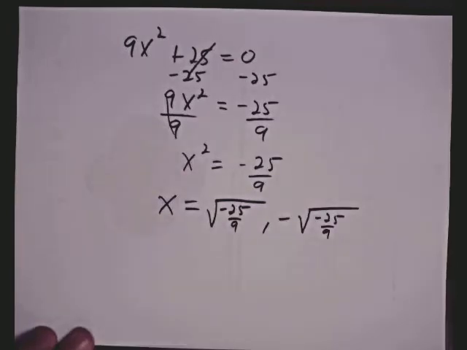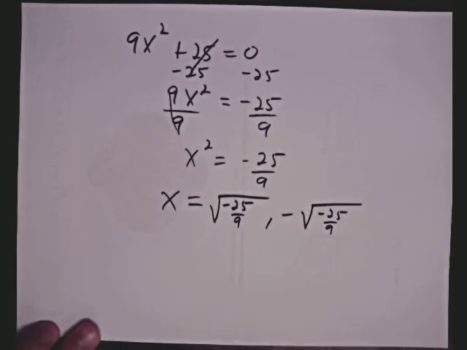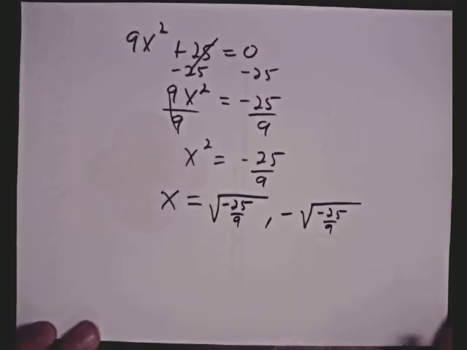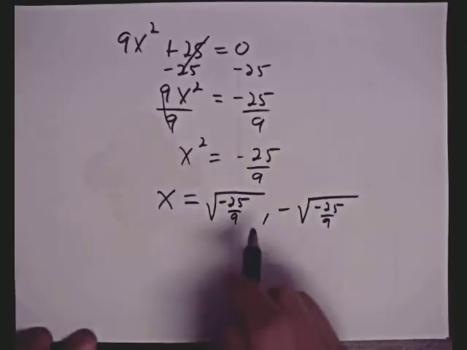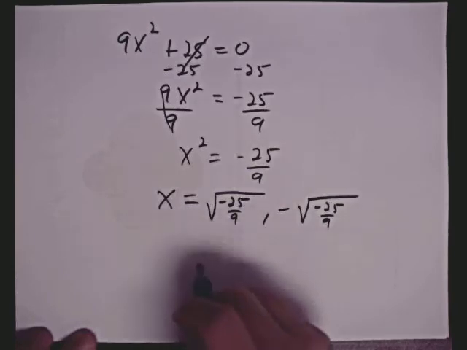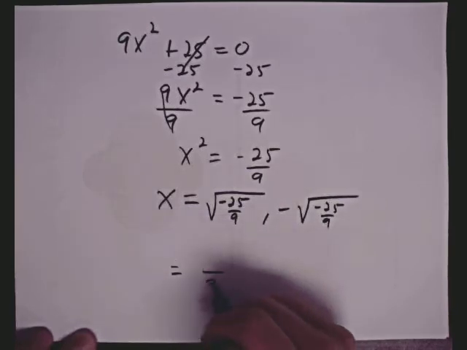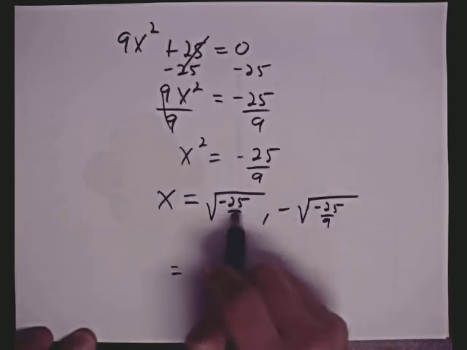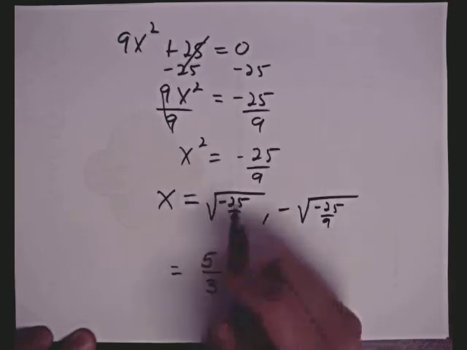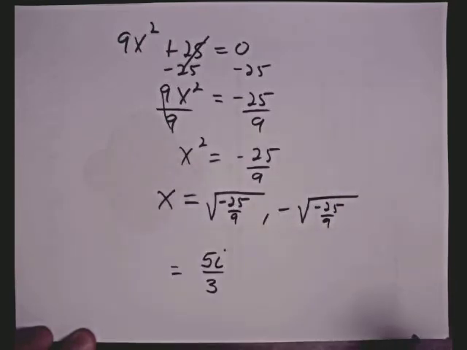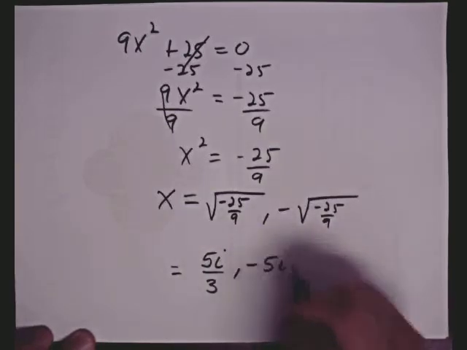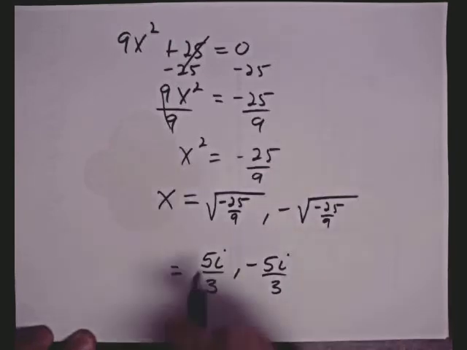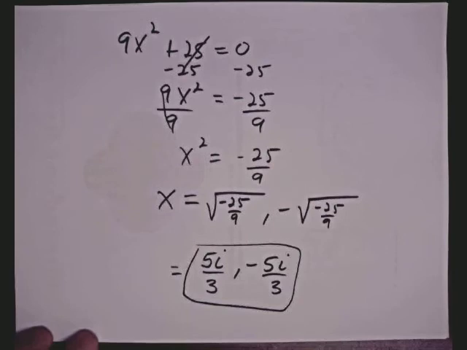For simplifying, whenever you square root a fraction, you can split up the numerator and the denominator separately. So for negative 25 ninths, you can look at the square root of negative 25 and 9 separately. The square root of 9 is 3, and the square root of negative 25, well, the square root of 25 is 5, and the square root of a negative always gives you an i. So 5i over 3. And the other one's identical, except it's got a minus sign out front, negative 5i over 3. So there are your two answers for example 4b.